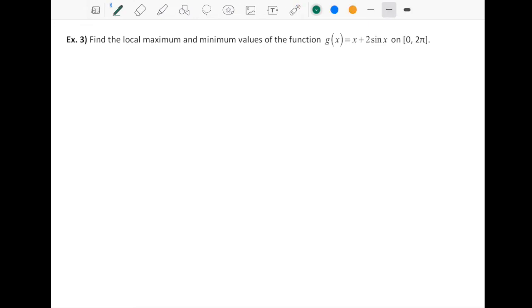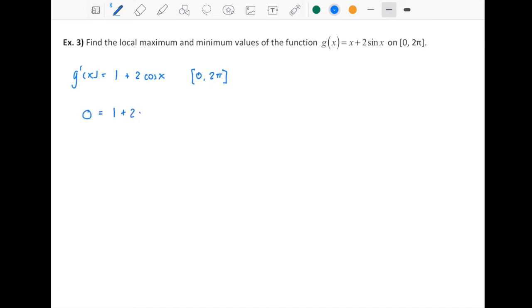First thing I'm going to do is I'm going to take my derivative. Find the first derivative. So g of x is that, and g prime is going to be 1 plus 2 cos x. Again, we are looking on 0 to 2 pi. Now I want critical values. So critical numbers, I'm going to set the first derivative equal to 0. So 0 equals 1 plus 2 cos x. I'm going to solve this.